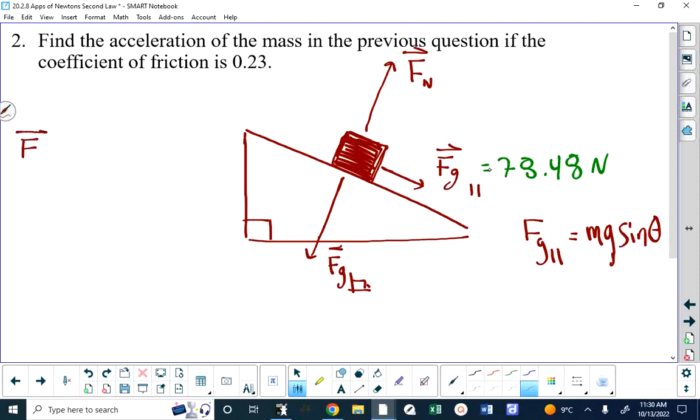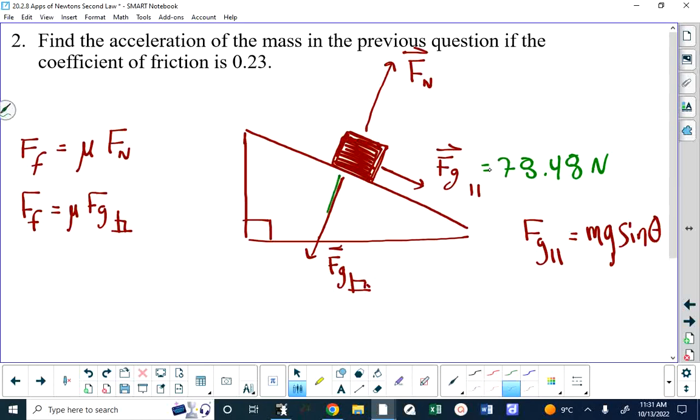The force of friction is mu times the normal force. And we can dispense with the vectors here. What's the normal force? The perpendicular component of gravity. This is what I mean by lots of moving parts. This is going to be mu times the component of gravity that's perpendicular, because these two forces are equal but opposite.